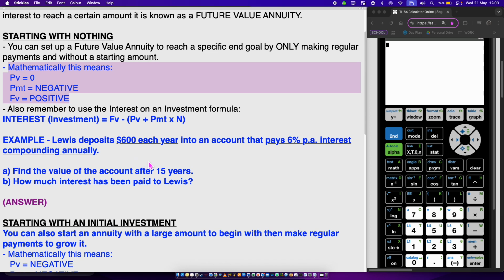I'm going to do an example in a minute or so. Just a reminder here to use that interest of an investment formula that's not in your book. I had to devise that myself.